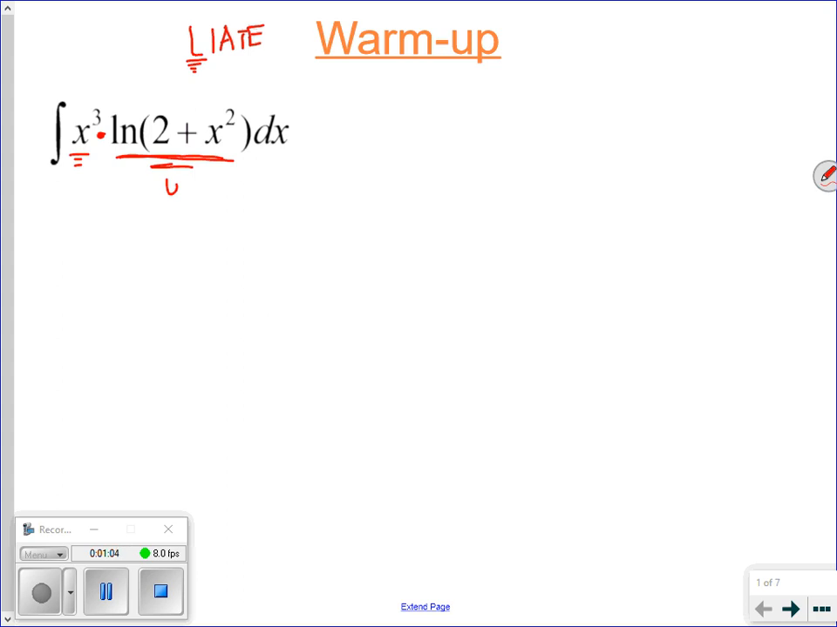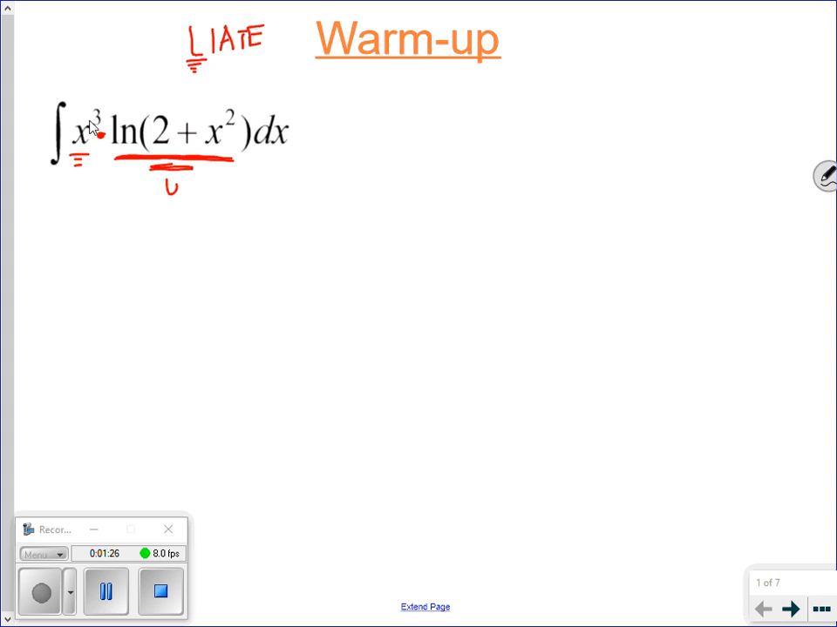If you try to do this problem where this entire quantity is u, that's fine. It's just that du is going to end up being 1 over 2 plus x squared times, by chain rule, 2x. And it comes to a type of integration that we don't know how to do yet, that we're going to learn later on throughout this unit.